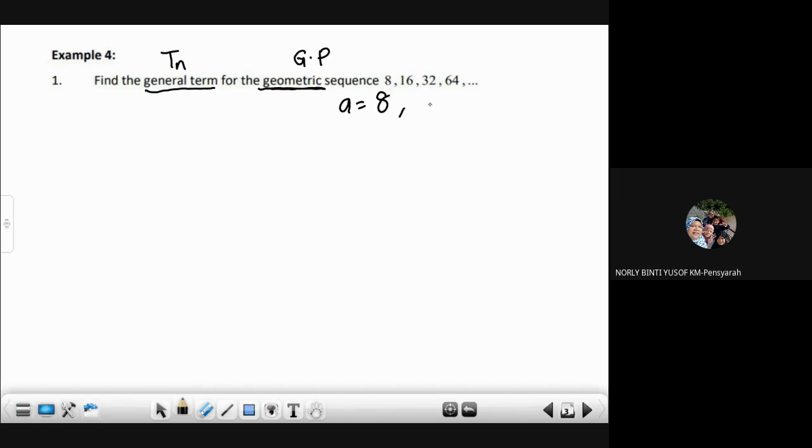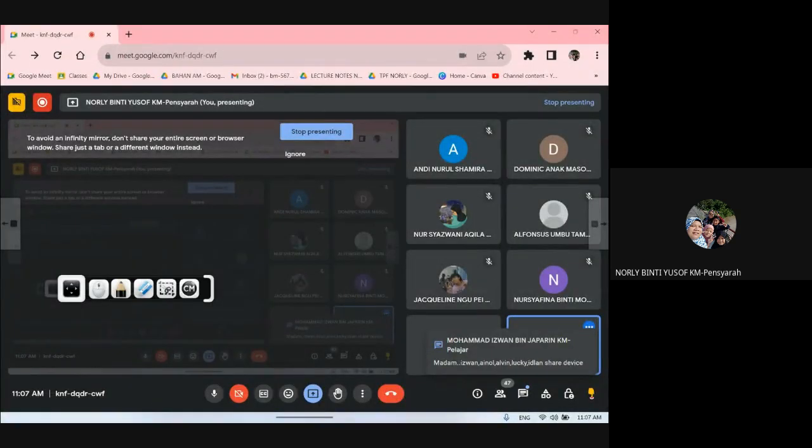Okay, and then since that this is geometric, okay, Izwan, Ainul, Alvin. Ilan bukan ada masuk tadi ke?